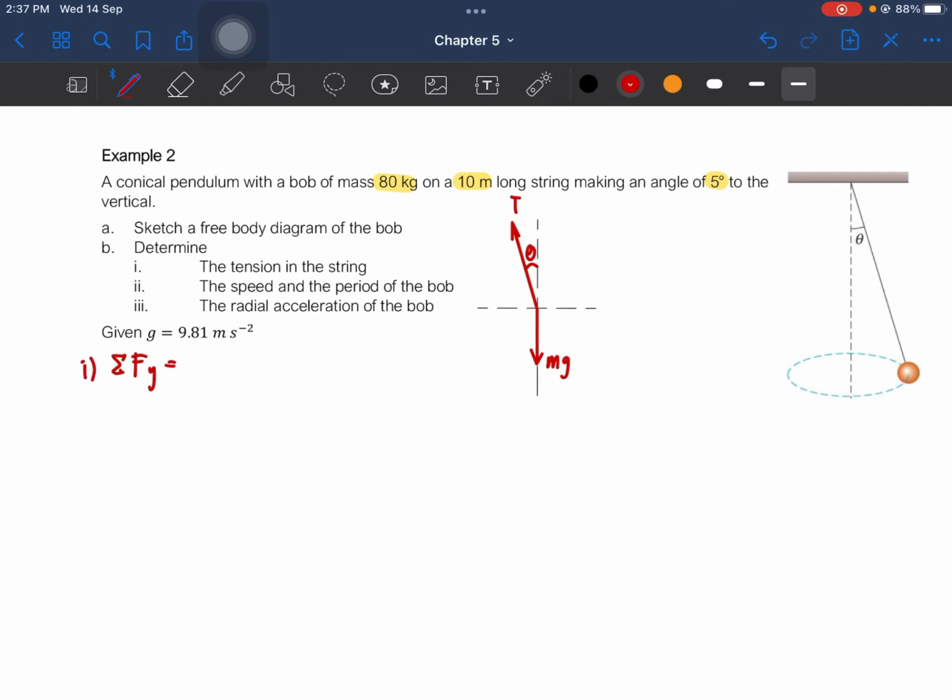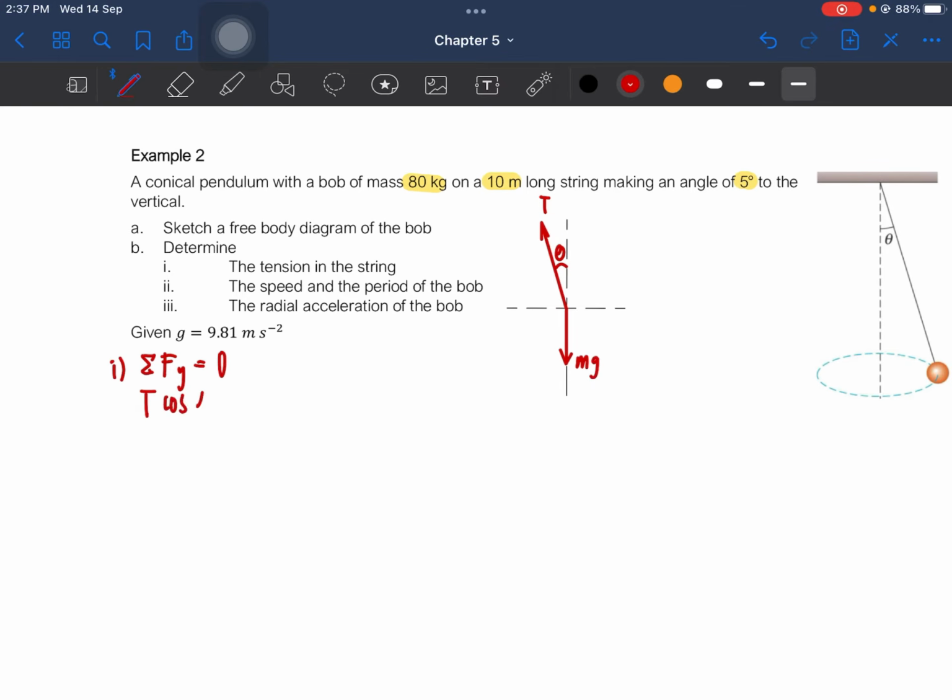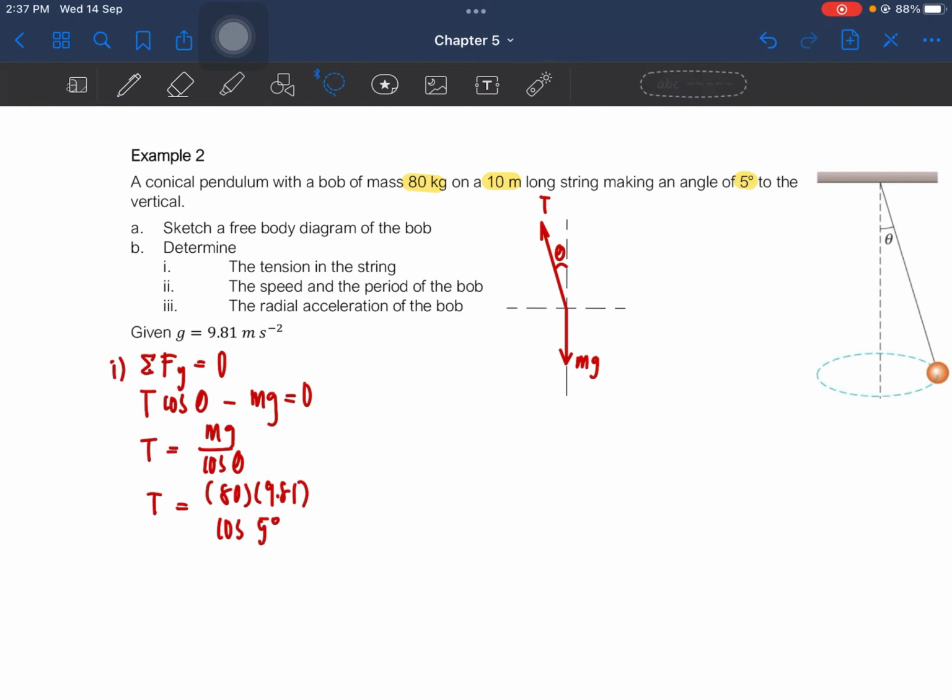Alright. Okay, so that is equal to 0. Now T cos theta minus mg equal to 0 lah. Okay, so T is equal to mg over cos theta. So dapatlah tension equals 80 times 9.81 over cos 5 degree. Okay, so dapatlah nilai tension which is equal to 788 Newton.